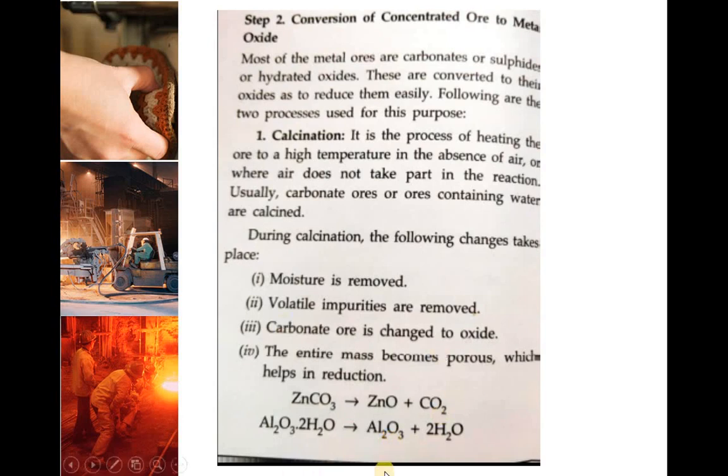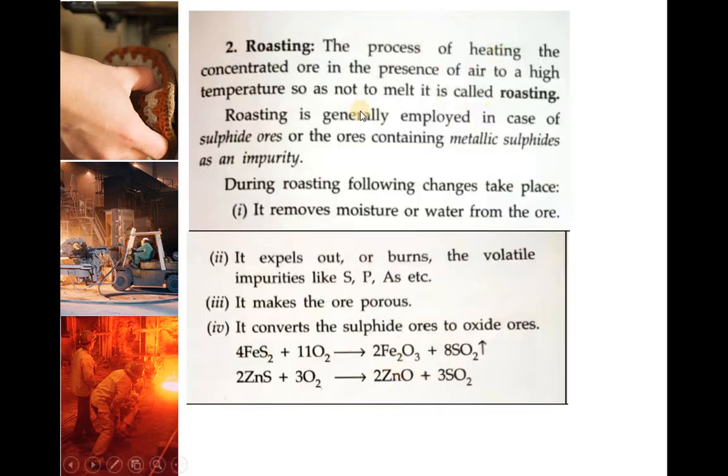You can have calcium carbonate also. If you heat calcium carbonate, that also can be converted into calcium oxide and carbon dioxide. Now roasting. Roasting is the process of heating the concentrated ore in the presence of air to a high temperature, but it should not melt. This is generally employed in the case of sulfide ores or the ores containing metallic sulfides as an impurity.